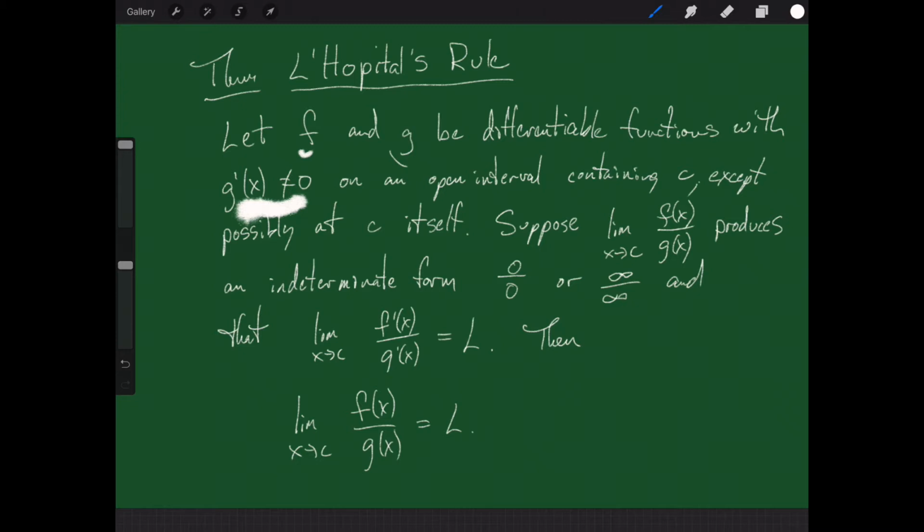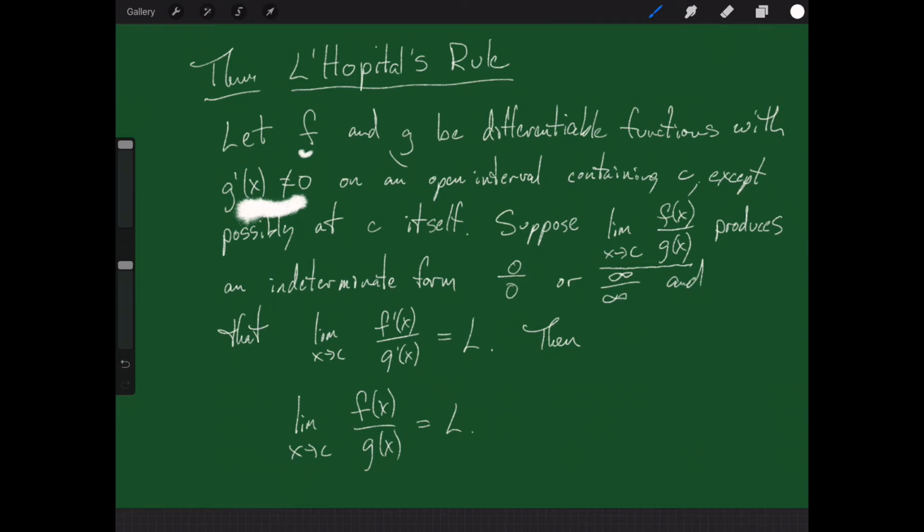Okay, it's okay for the derivative to be 0 at c, just not around c. And then we also have the fact that right here, it says that the limit as x goes to c of f of x over g of x produces an indeterminate form. And what we mean by that is when we plug in the value c, it doesn't work, but it gives us 0 over 0, or it gives us infinity over infinity, one of those.